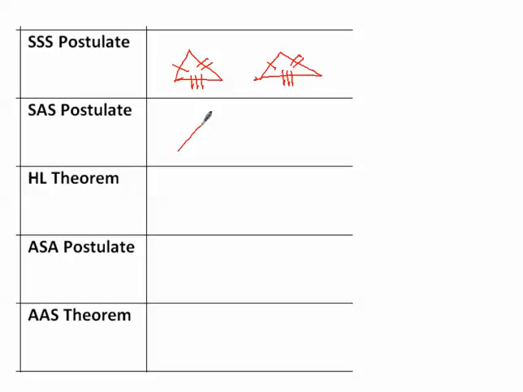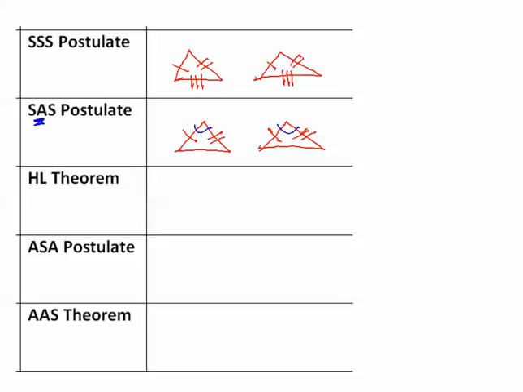The side-angle-side postulate: two pairs of sides are congruent, and then the angle in between, that's called the included angle. The angle between the two sides is also congruent.